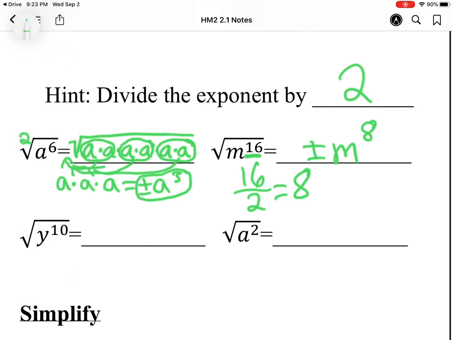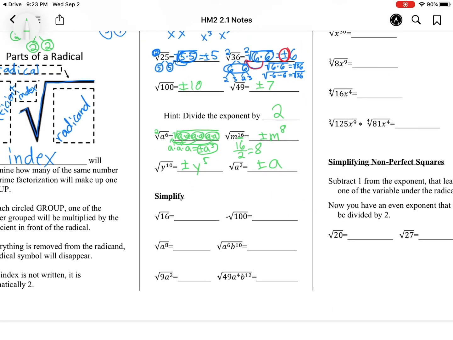But for now, pause the video and see if you can do those last two, the square root of y to the 10th and the square root of a to the 2nd. So you should have gotten plus or minus y to the 5th and plus and minus a.